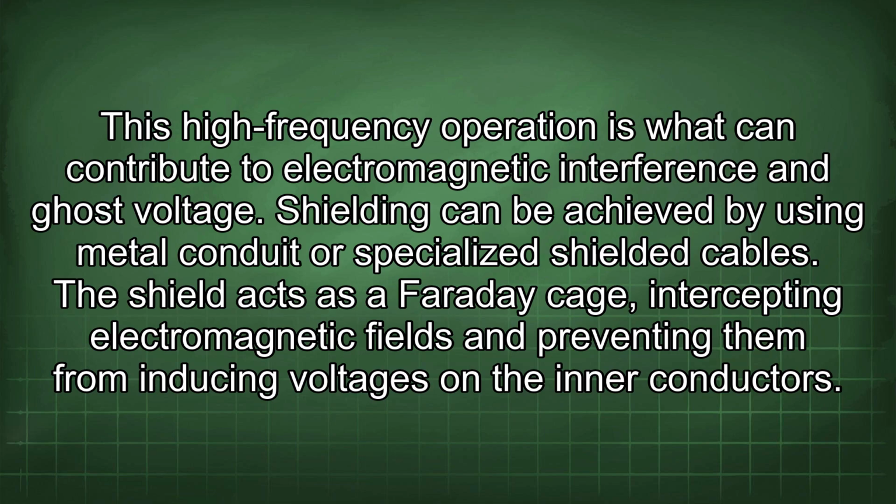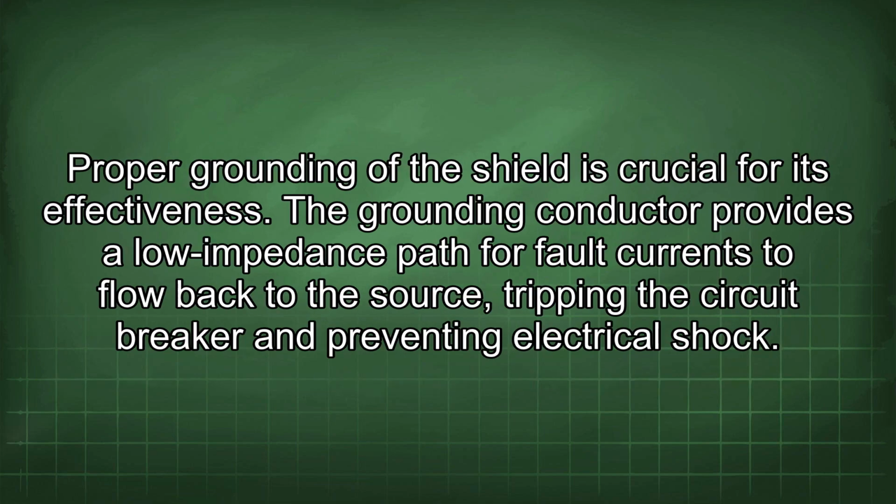Shielding can be achieved by using metal conduit or specialized shielded cables. The shield acts as a Faraday cage, intercepting electromagnetic fields and preventing them from inducing voltages on the inner conductors. Proper grounding of the shield is crucial for its effectiveness.